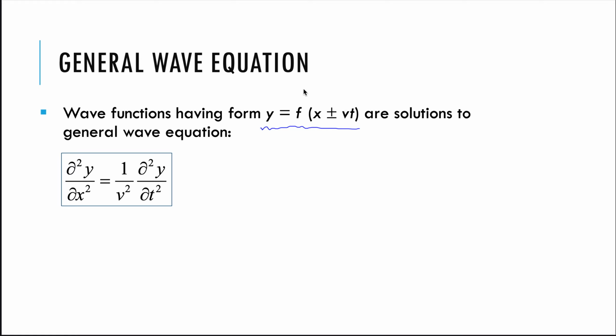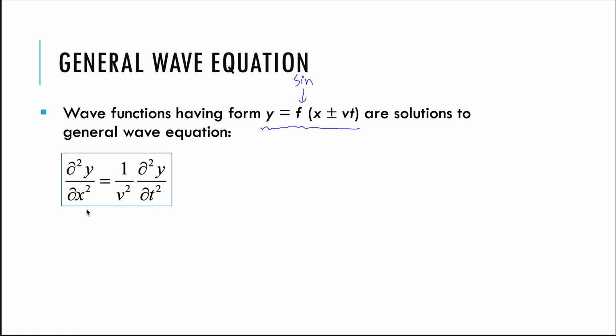In our case, the function here was a sine wave, right? So whenever you have a traveling wave that has this kind of form, it's going to be a solution to this general wave equation. You may not have gotten to this in your calculus class yet, but this is called a second order partial differential equation. And so it describes the motion of these traveling waves.